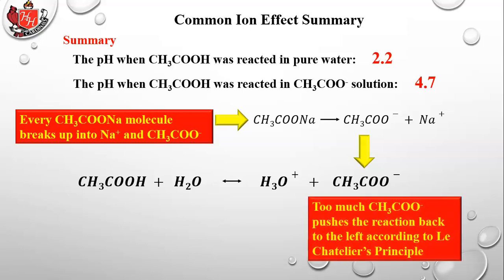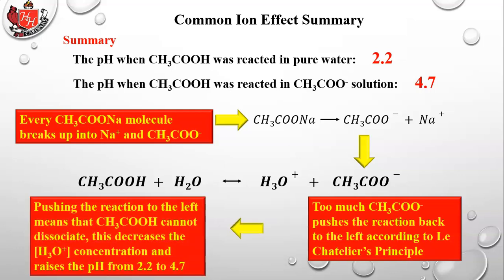So too much acetate ion pushes the reaction back to the left according to Le Chatelier's principle. Pushing the reaction to the left means that the acetic acid, CH3COOH, cannot dissociate, or not dissociate as easily. This decreases the hydronium ion concentration and raises the pH from 2.2 up to 4.7. So that's the effect of a common ion. Okay, and we will see the significance of common ion reactions later on in this unit.